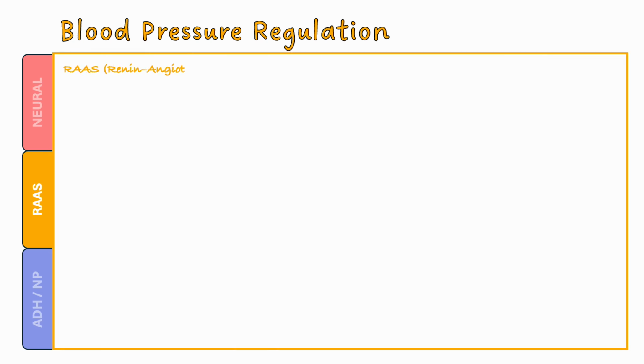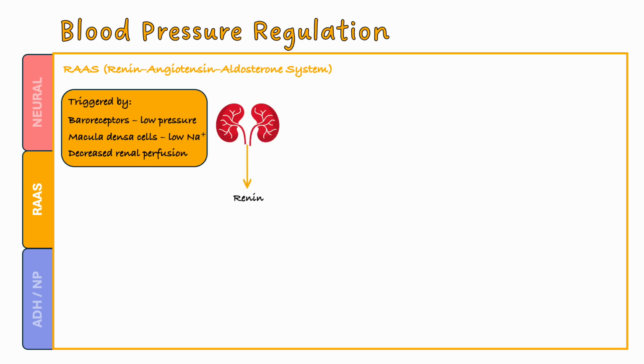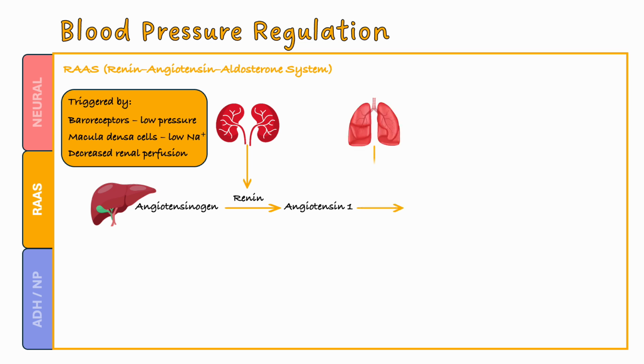The RAAS, or renin-angiotensin-aldosterone system, is triggered by the baroreceptors detecting low pressure, the renal macula densa cells detecting low sodium, or if there is decreased renal perfusion. Any of these events trigger the kidney to release renin into the bloodstream. Renin converts angiotensinogen released by the liver into angiotensin 1, which is further converted by angiotensin converting enzyme, or ACE, into angiotensin 2.